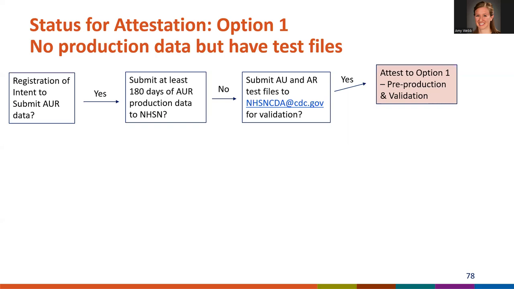So let's say you're option one, you don't have production data, but you have test files. So did you complete the registration of intent? Yes. Did you submit at least 180 days of production data to NHSN? No. Okay. So did you submit test files to NHSN for validation? In the event that yes, you did, then you would attest to option one, pre-production and validation.